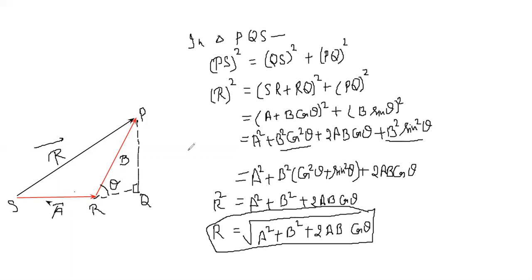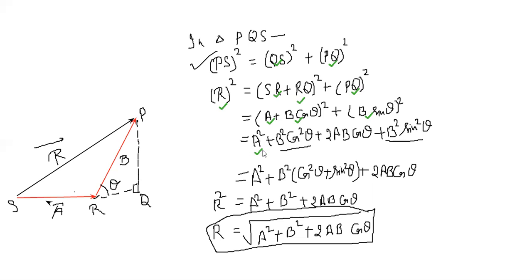So one by one I explain all the things. In triangle PQS we write PS square, that is hypotenuse. So hypotenuse square equals base square plus perpendicular square. What is the value of PS? PS is QS. If we divide QS into two parts, that is SR plus RQ. So (SR plus RQ) square, second line is clear, plus PQ square. What is the value of SR? That is A, plus RQ, B cos theta, whole square, plus what is the value of PQ? That is B sin theta whole square.